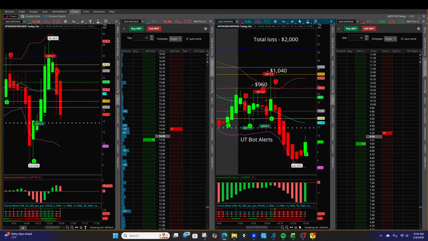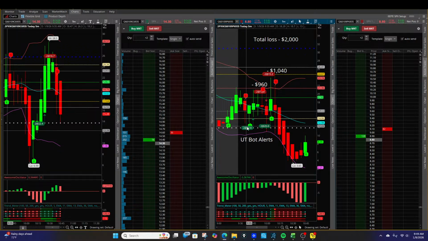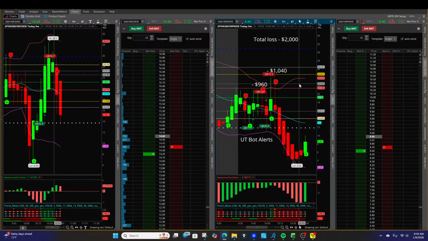If you just joined me, the UT bot alerts is the indicator that I use to find out my entries and exits. Although I use support resistance lines a lot for the exits.